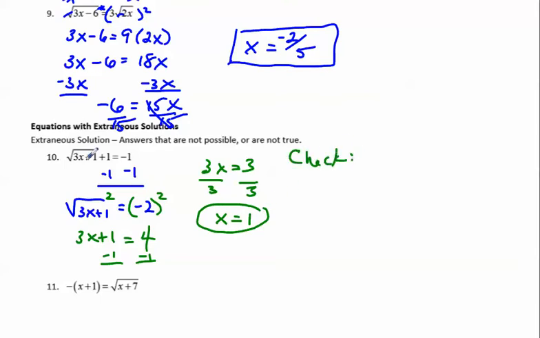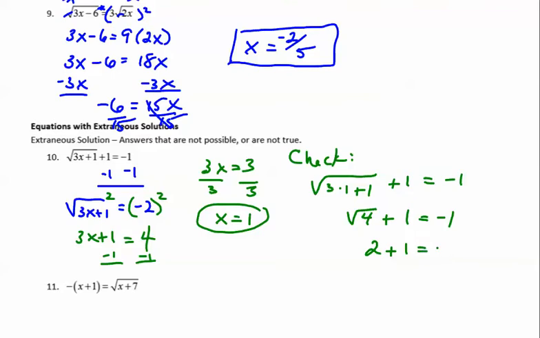So I put 1 where the x is. I have square root 3 times 1 plus 1, and then another plus 1 outside the square root equals negative 1. So 3 times 1 plus 1 is 4, so I get square root 4 plus 1 equals negative 1. 2 plus 1 equals negative 1. This is not true. So this answer does not actually work, even though you did all your steps right. It's an extraneous solution. So there's actually no solution to this problem.